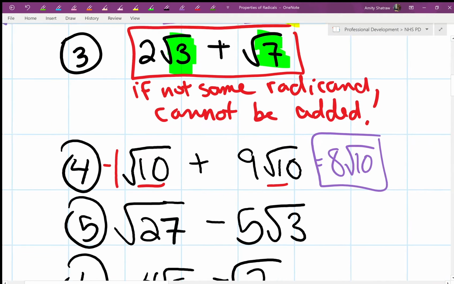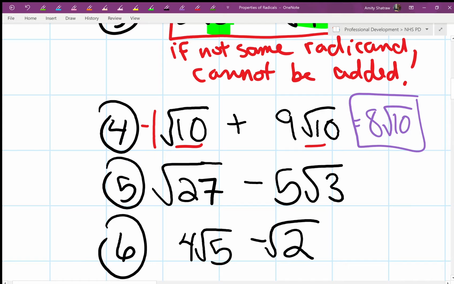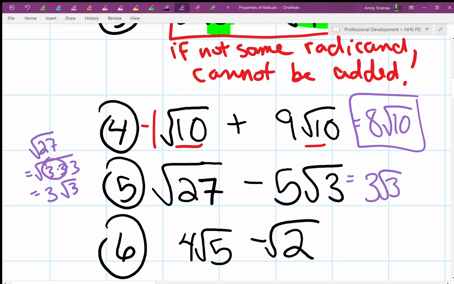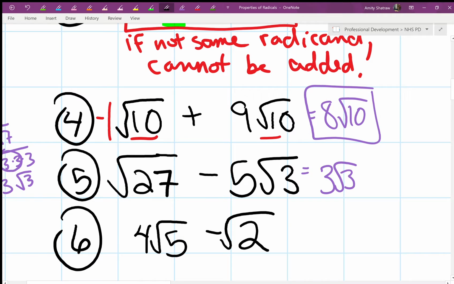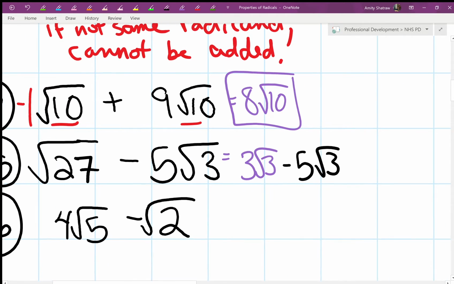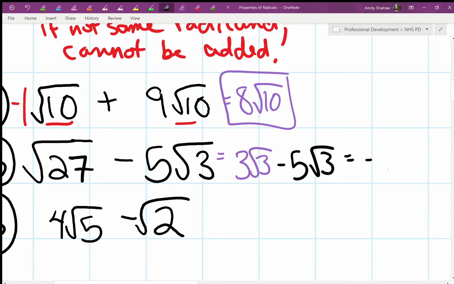Now the square root of 27, thinking about 27, I totally know that that is 3 cubed. So that means it is the same thing as 3 times 3 times 3. I am getting these guys married. They leave the radical house, and I now have 3 times the square root of 3. So in purple, I will say that the square root of 27 is the same thing as 3 times the square root of 3. And then I'm going to subtract 5 square roots of 3. And that means I am left with a negative 2 square root of 3.